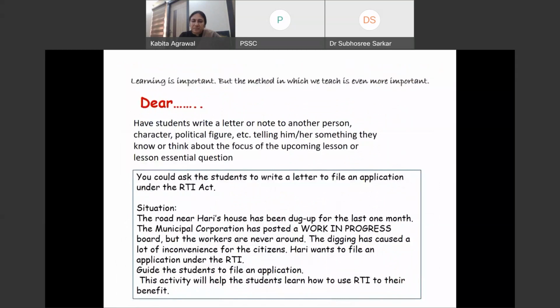Letter writing. You can make the children write a letter on the upcoming lesson, or maybe like here, it's the Right to Information Act. You present a situation and make them understand how this right to information is going to help them.